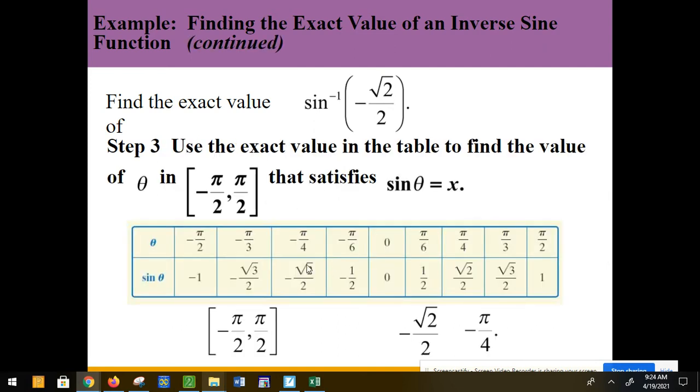Okay, so again, you're looking at this table, you're looking for negative root 2 over 2. Negative root 2 over 2 comes from an angle of negative pi over 4. So sine inverse of negative root 2 over 2 is equal to negative pi over 4.